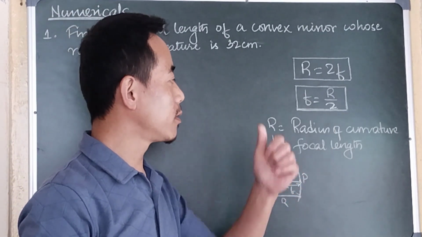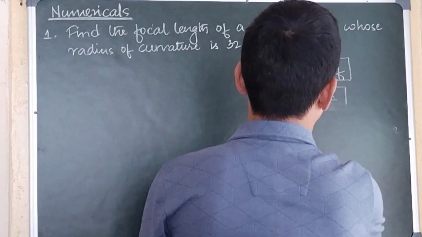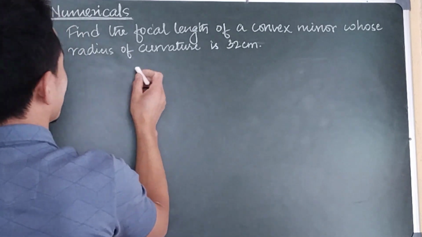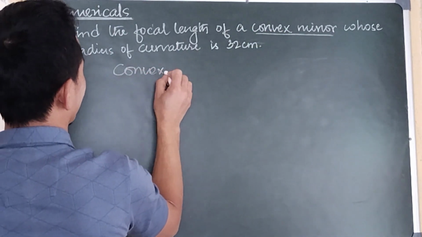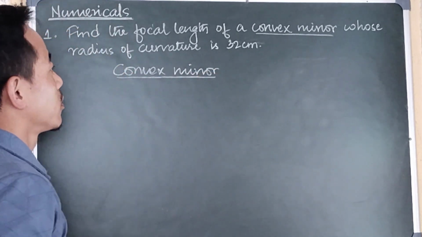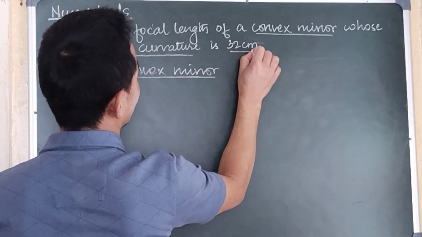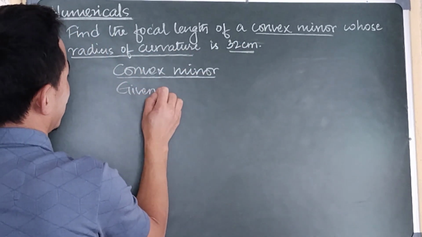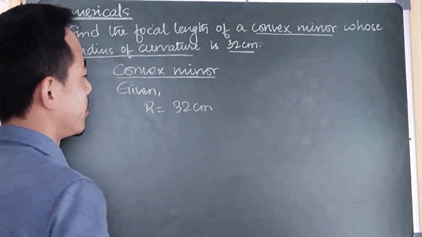Now let's use this relation to solve this question. You have to find the focal length of a convex mirror. So the mirror that is given is your convex mirror. So first write down the mirror, so it will be easy for the sign convention. So the convex mirror is given, and what is given? The radius of curvature is 32 cm. That means the given term is your radius of curvature, which is 32 cm here.